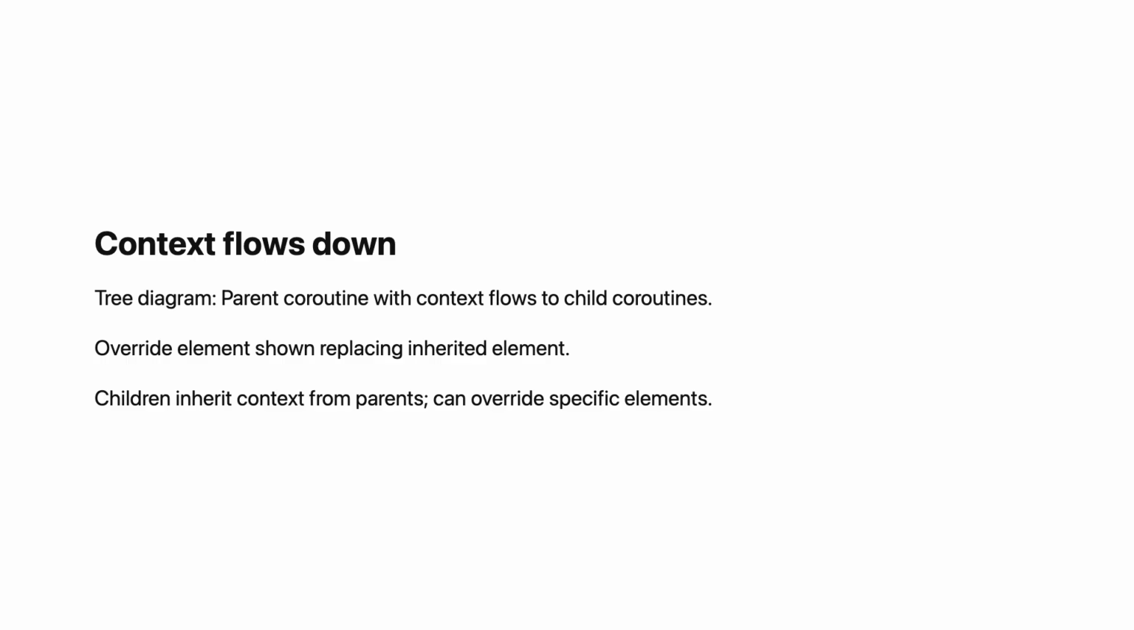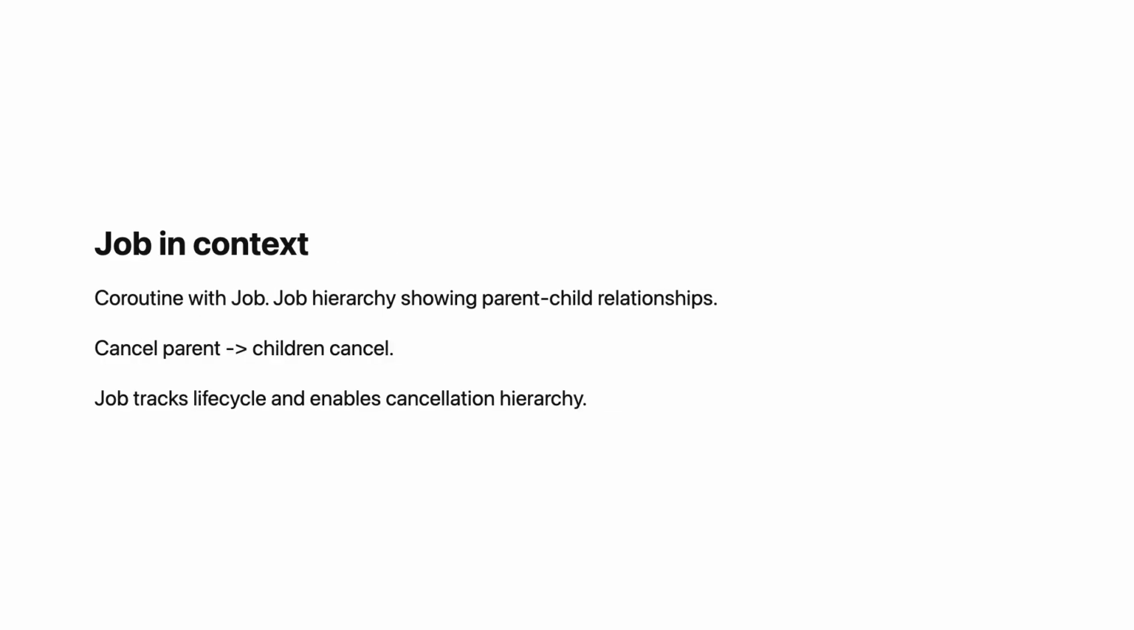But other context elements are still inherited. Inheritance follows addition rules. Child context equals parent context plus any elements you specify. Specified elements override inherited ones. This makes code cleaner. Set the context once at the top level. Children inherit without repetition.